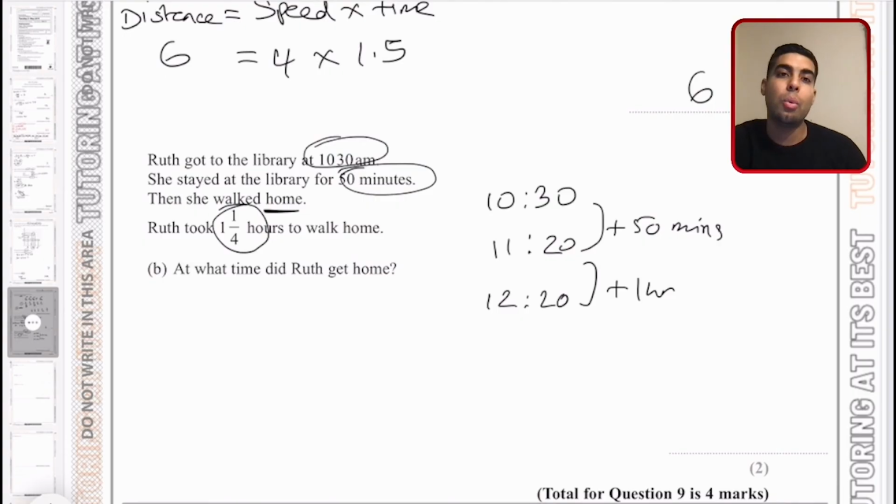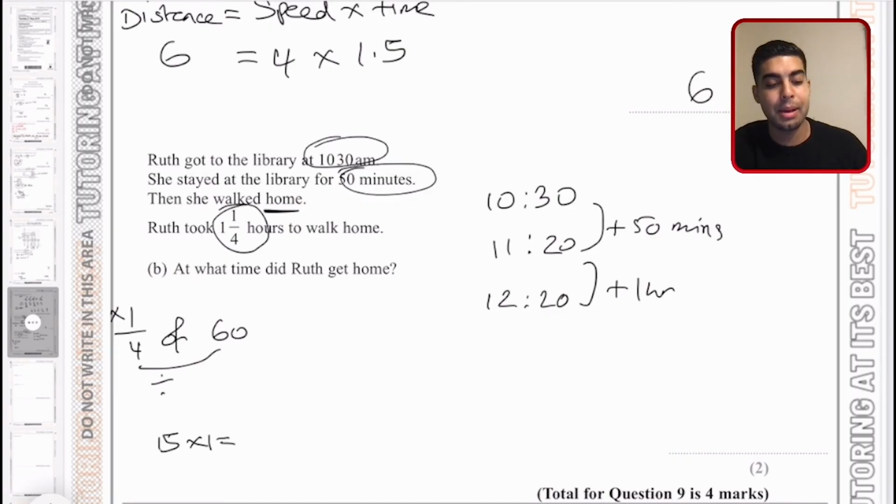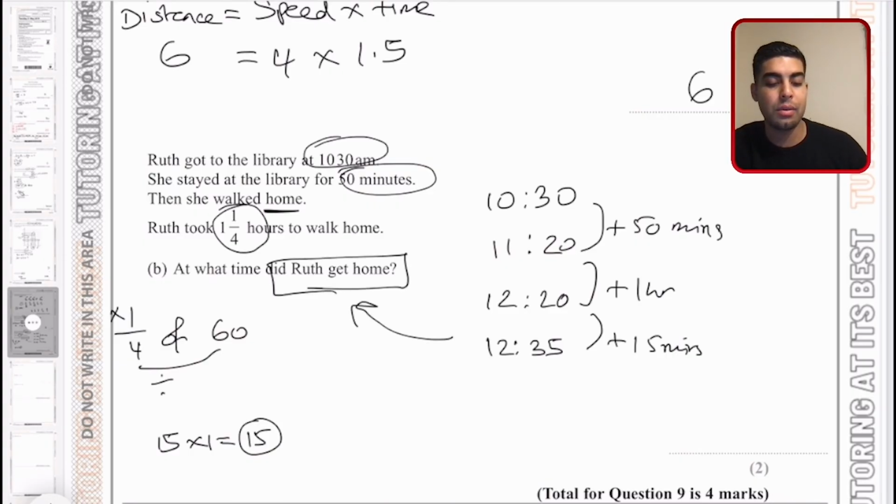And we need to find out what a quarter is out of an hour. So again, a quarter of 60, because there are 60 minutes in an hour. Again, with this question, there's a 2-step method where you divide by your denominator and multiply by your numerator. So let's go ahead and divide 60 by 4, which gives us 15, and then multiply that by 1, which gives us 15. So then we go ahead and add an additional 15 minutes onto this, and that gives us 12:35. So what time did Ruth get home? That's 12:35.